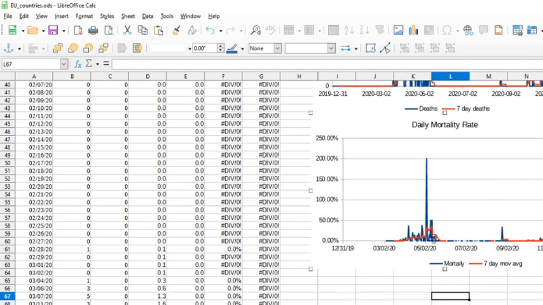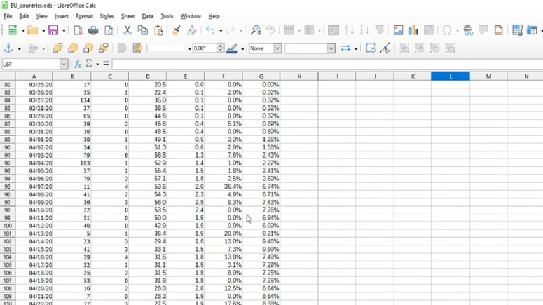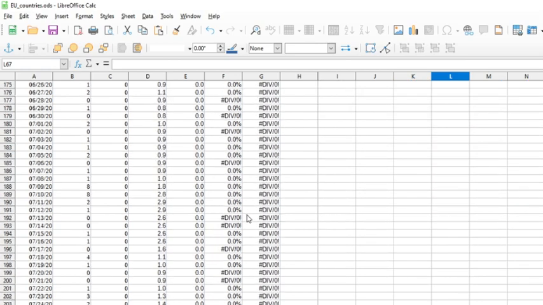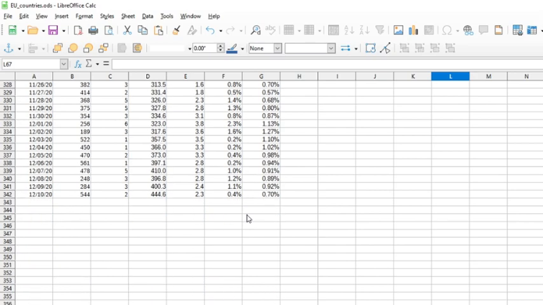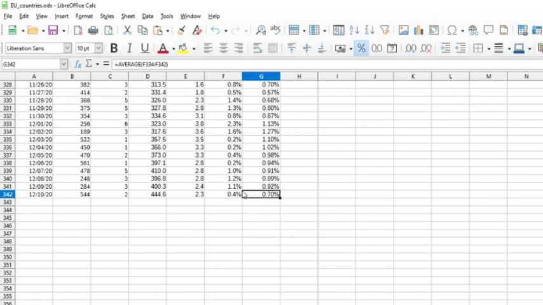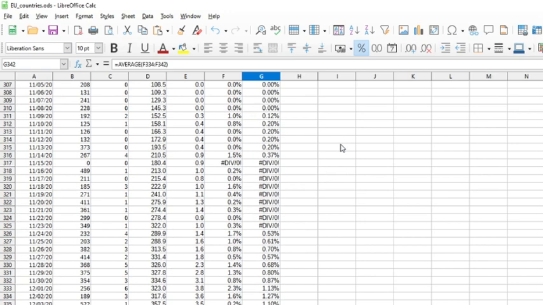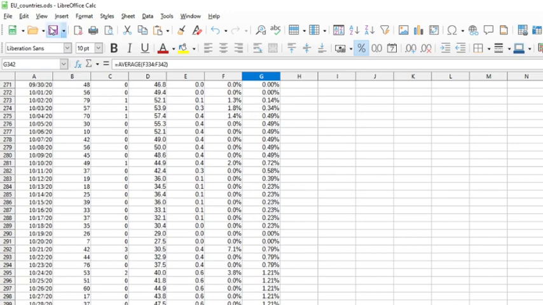Mortality rate remained very low. I mean, probably under 2%. Let's take a look down here. So you can see the mortality rate for the most part has been under 2%. So Estonia is doing a fantastic job, staying on top of the COVID-19 in their country.